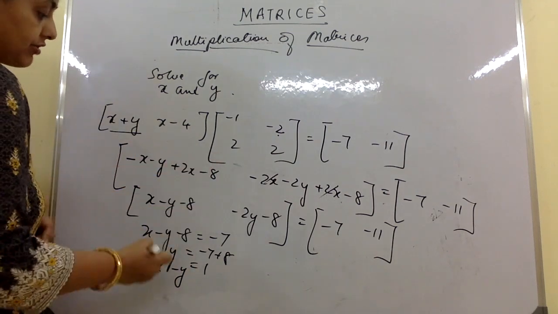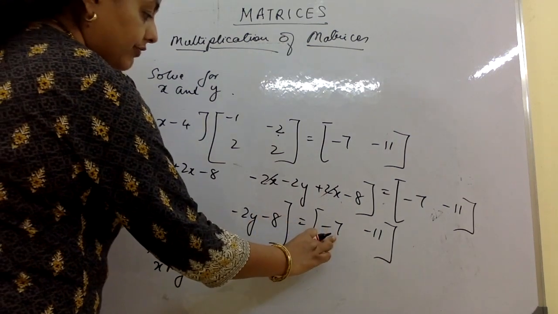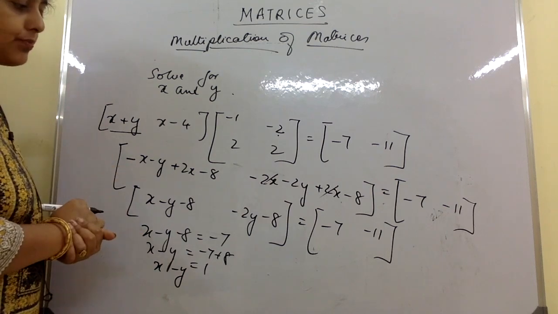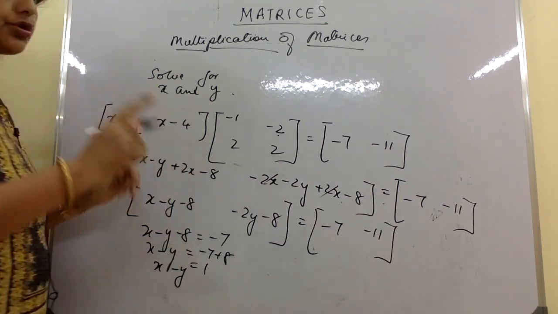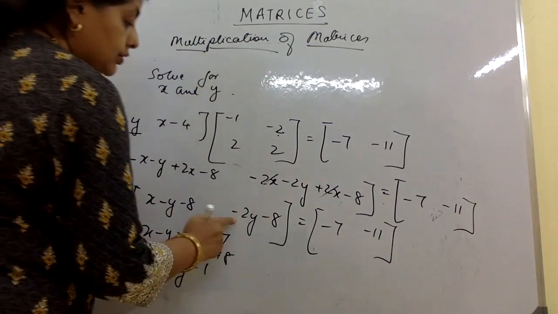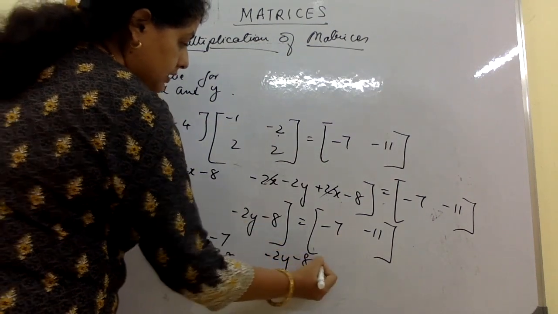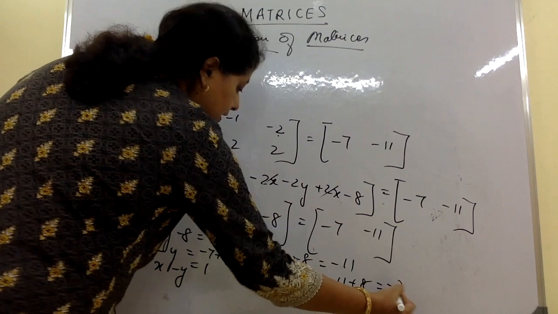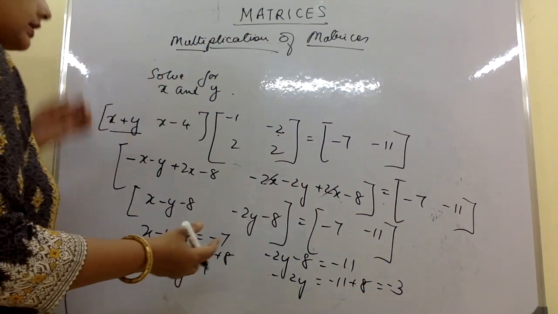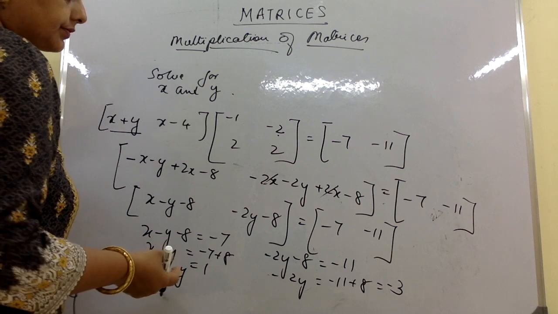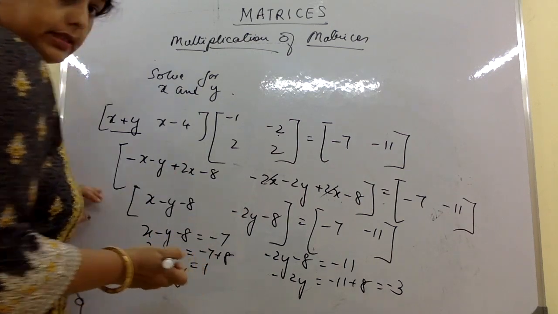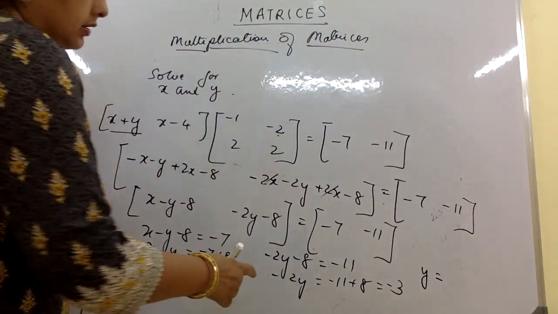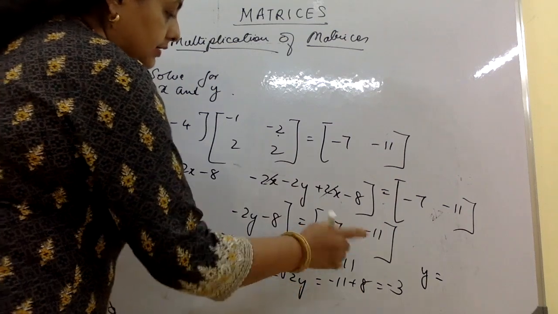Let me go for the second equation. From this first element, it will get equated to this, and I get one equation in x and y. But if one equation is having x and y both, I can't find the values. One equation should have only one unknown, then I can find the values. So here this one, minus 2y minus 8 is equal to minus 11. Minus 2y is equal to minus 11 plus 8, which is minus 3. So how much is y equal to? Then y becomes equal to plus 3 by 2.